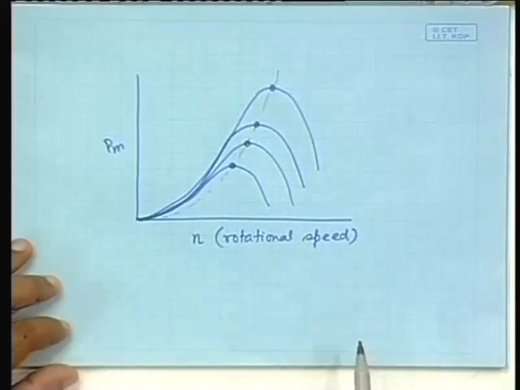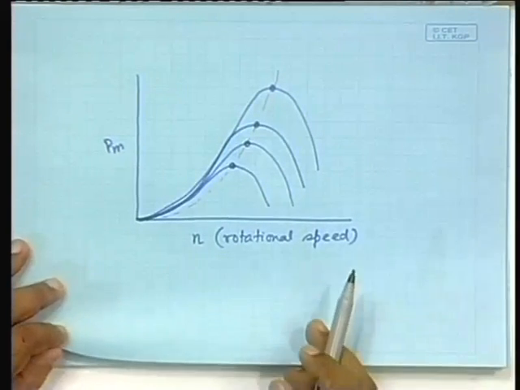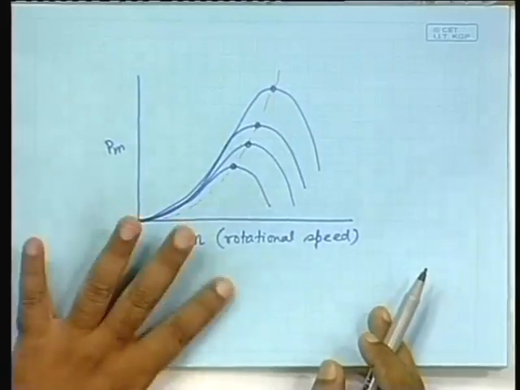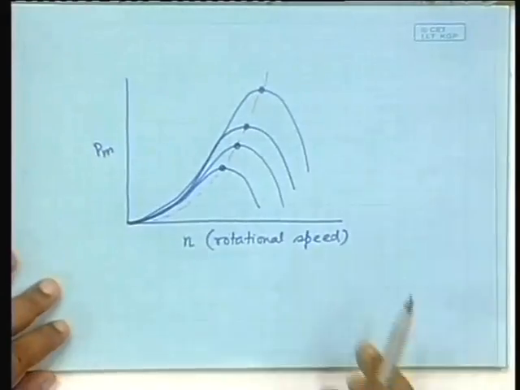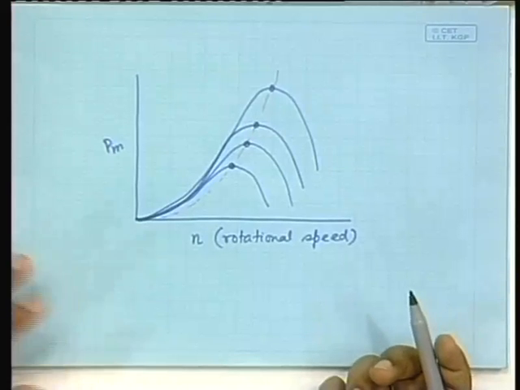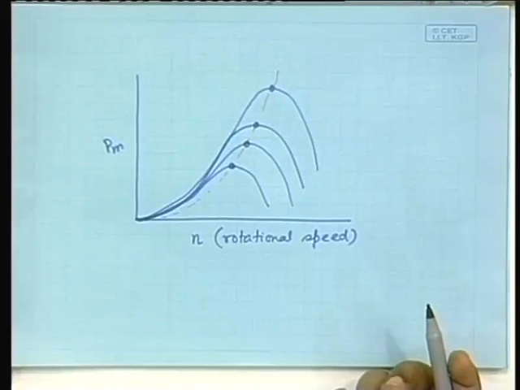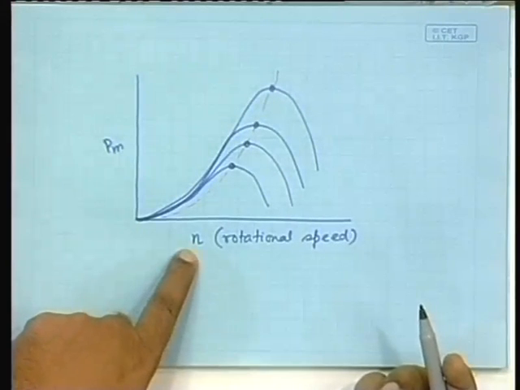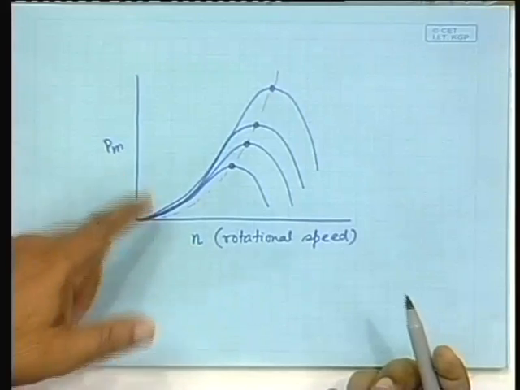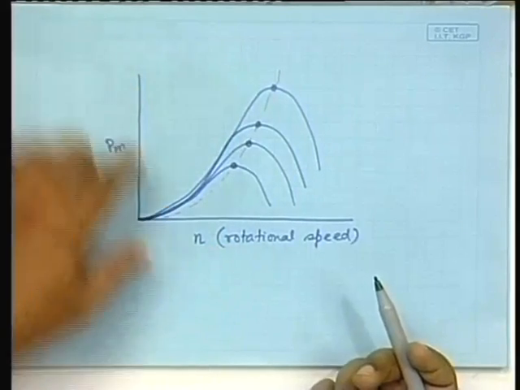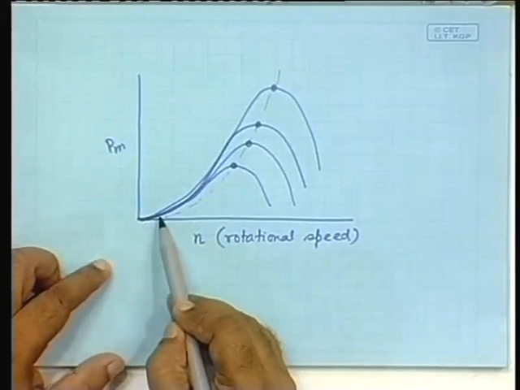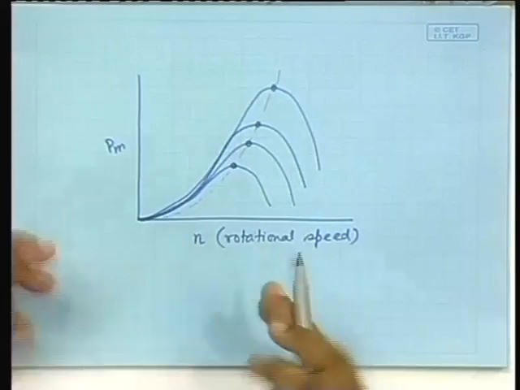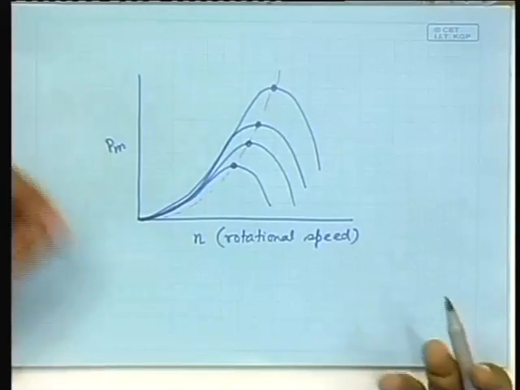From here, we can also understand the torque speed characteristics. This is the power speed characteristic. The torque speed characteristic is simple because the torque is power divided by the speed. So, if the power speed characteristic is known, for every value of the power, you can divide by the speed, this particular speed, to get the torque here, and you can plot.